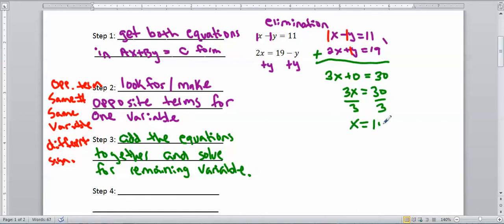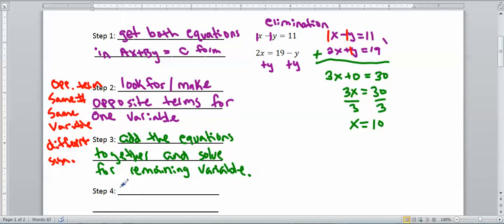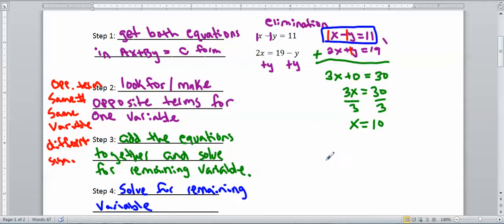So x equals 10. Okay, and the final step is to plug the one you know back in and solve for the remaining variable. So the last thing I need to do is solve for the remaining variable, because I need both, right? I found x, now I need to find y. Okay, so I've got x equals 10. I'm going to pick one of these equations to plug it back into. I like this one the best because it has the least numbers and it's working with 1 a lot.